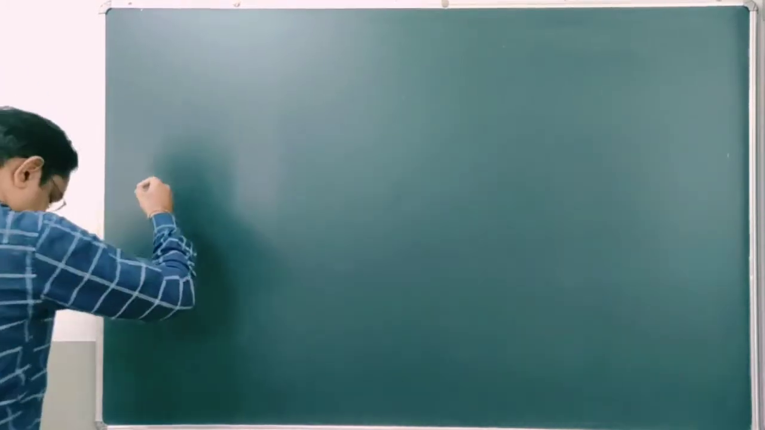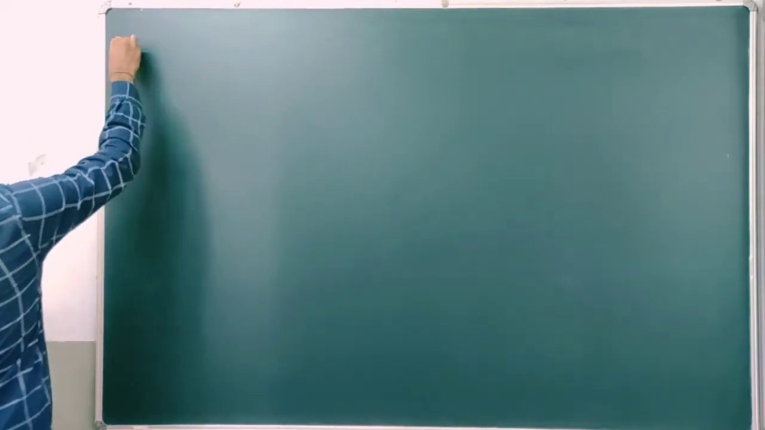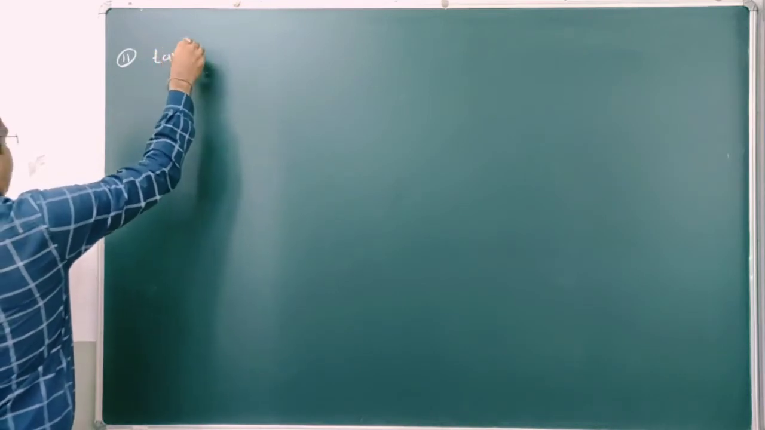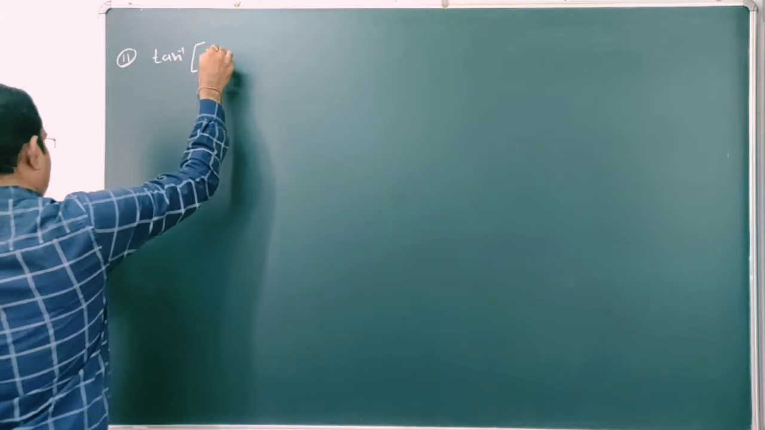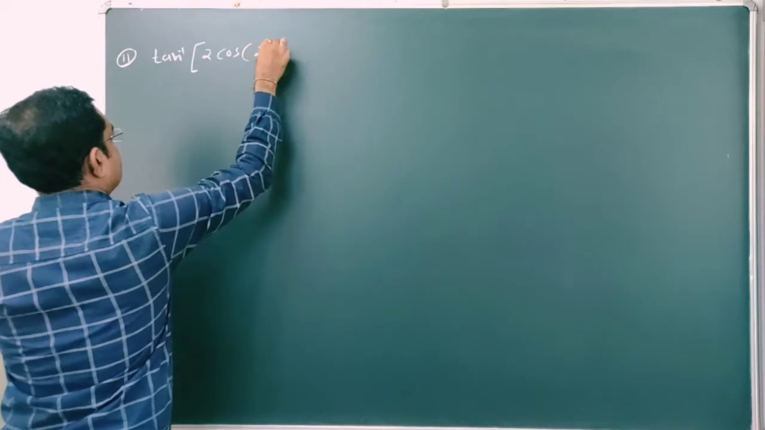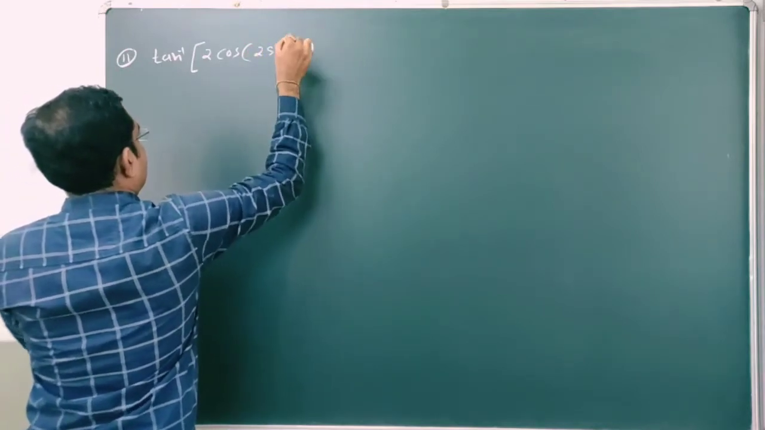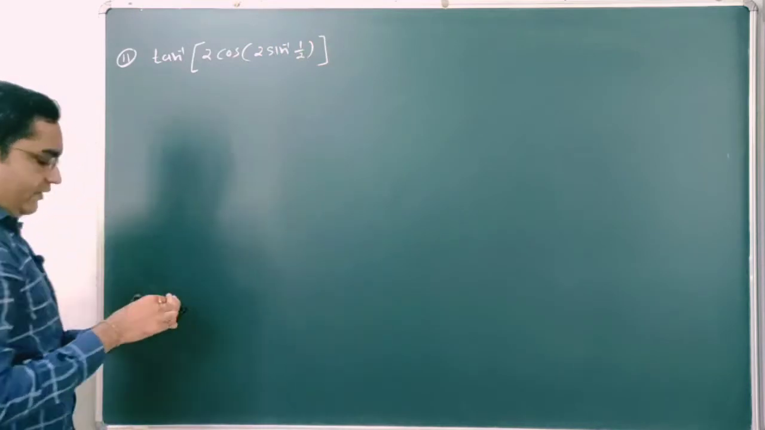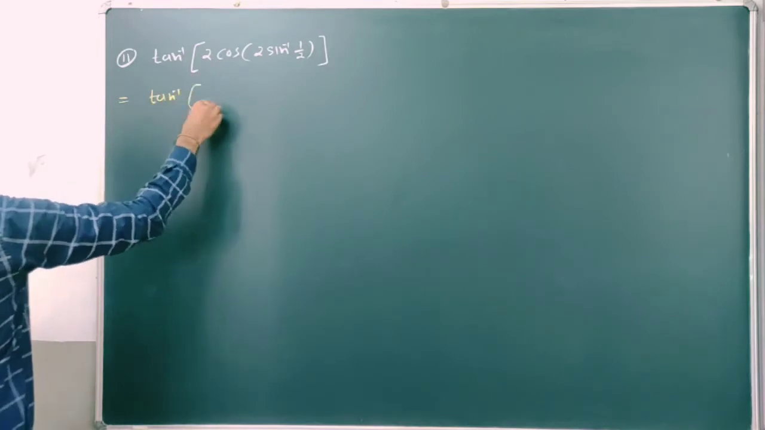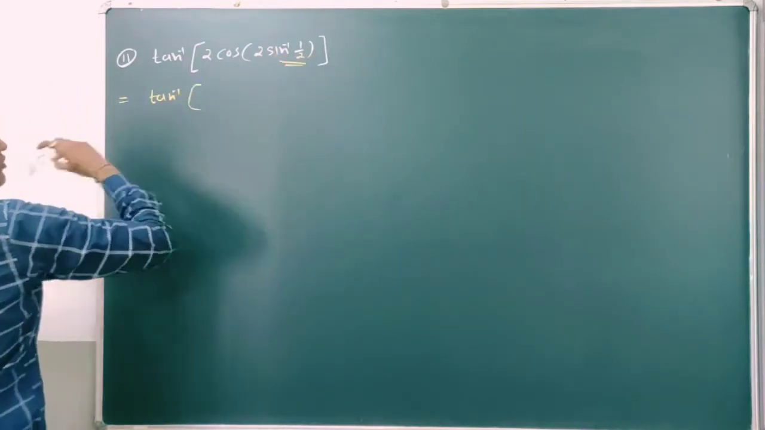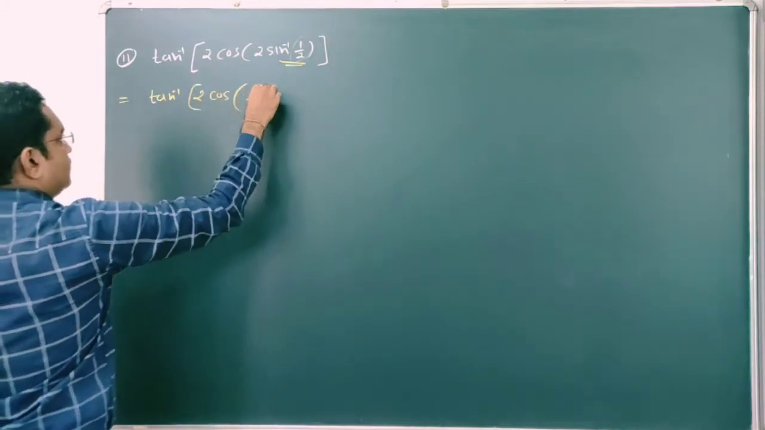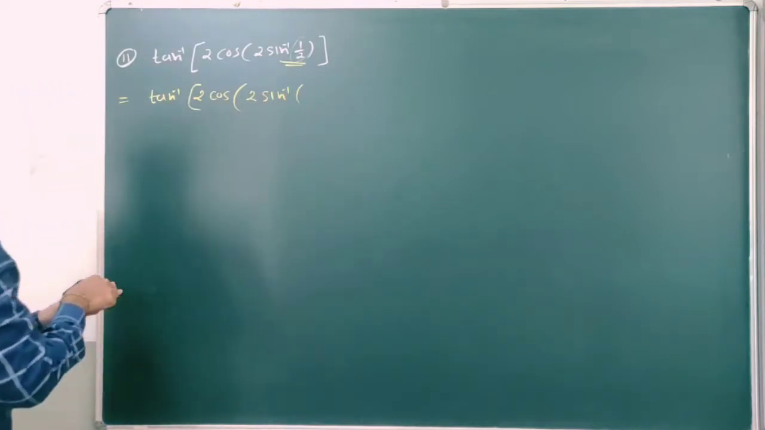So now, question number 11. Here we have to simplify tan inverse of 2 cos bracket 2 sin inverse 1 by 2. Done. We have to simplify this one. So here what we can do: this one is tan inverse, now sin inverse 1 by 2 is there, so replace this 1 by 2. So this one is 2 cos 2 sin inverse. Now replacing 1 by 2, what is the value of 1 by 2?